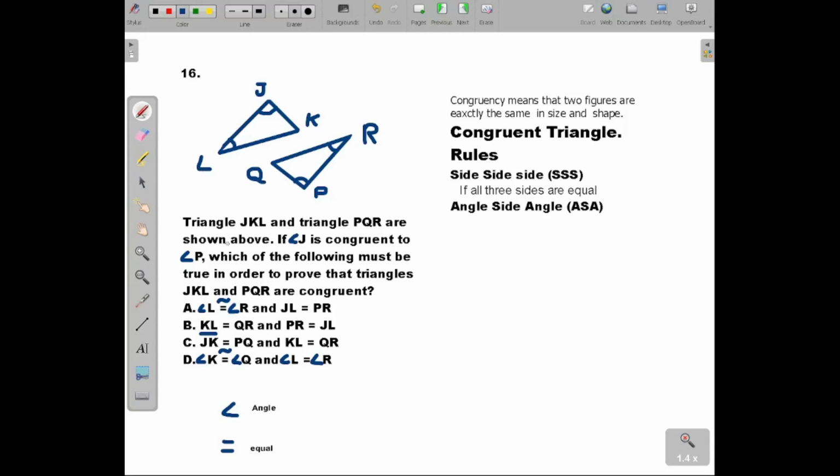Number 16. We have two triangles, JQL and PQR. We know that angle J is congruent to angle P, and we need to prove that these two triangles are congruent.